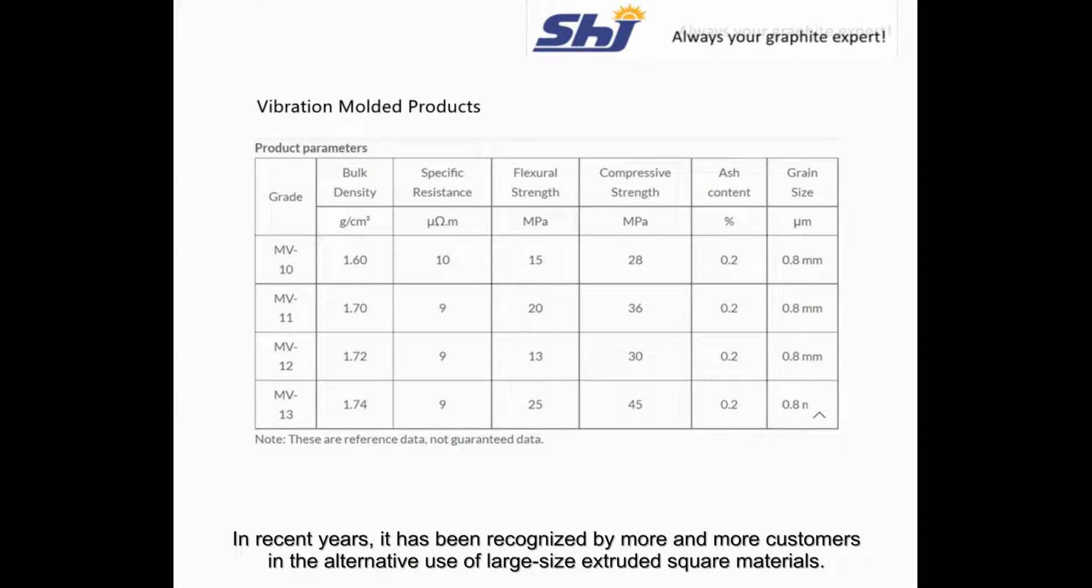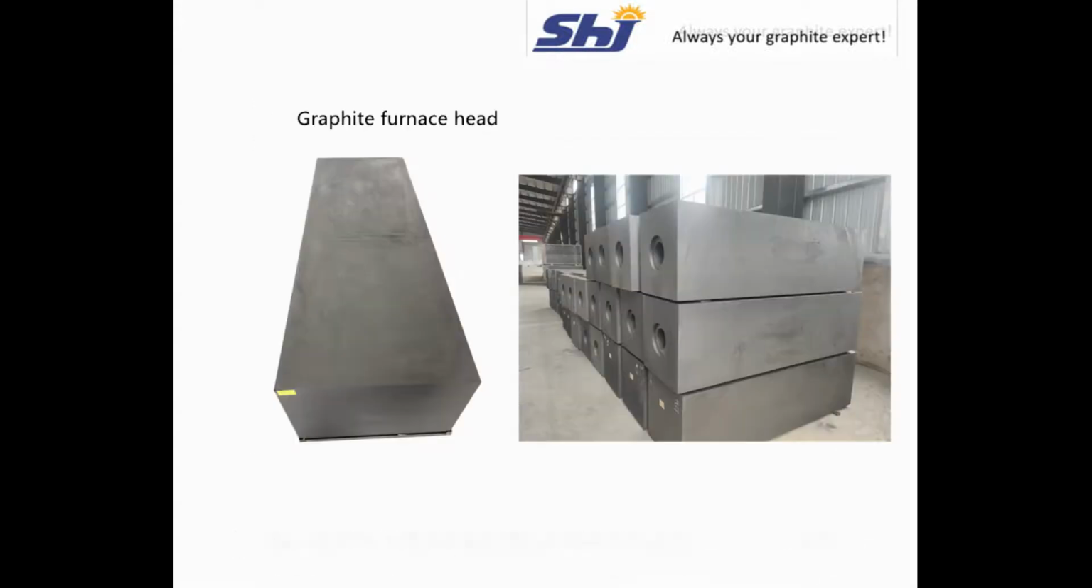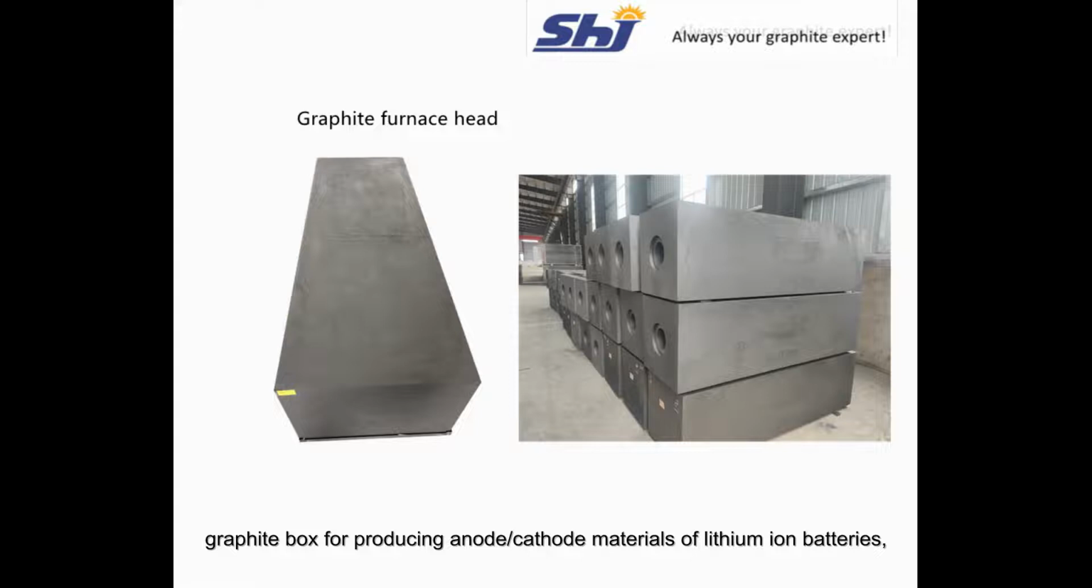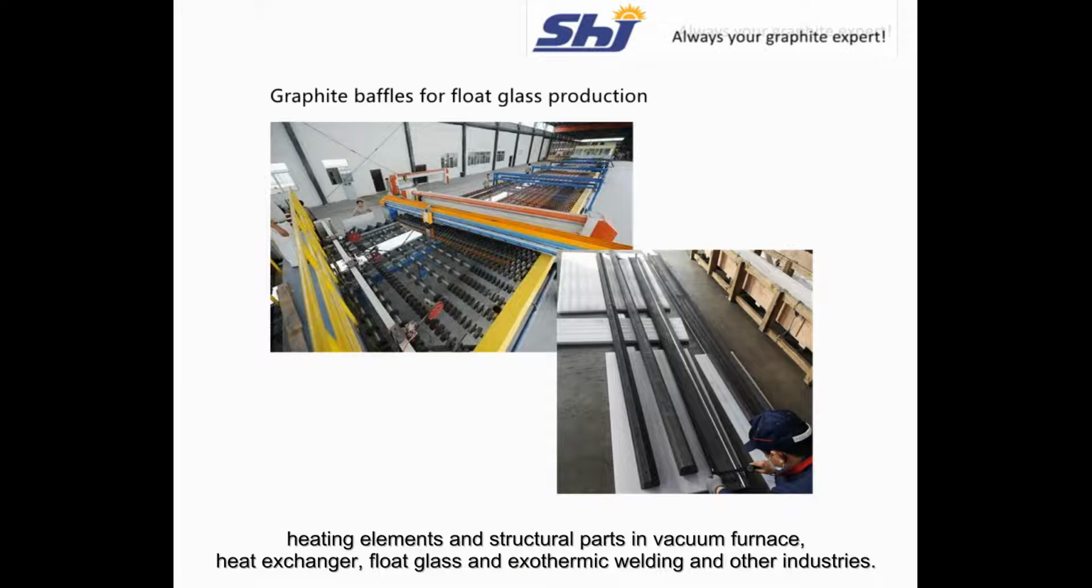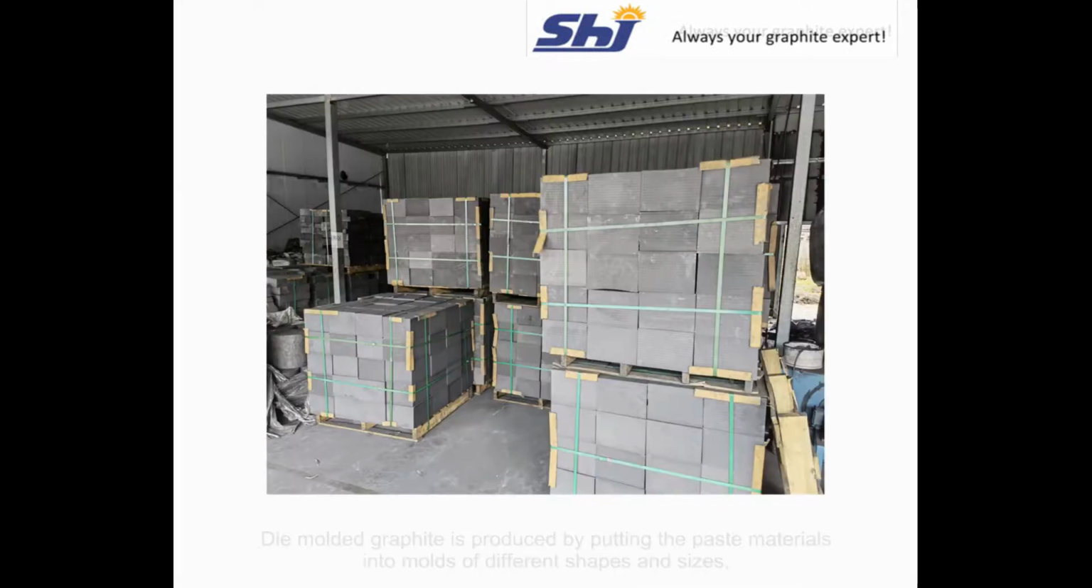In recent years, it has been recognized by more and more customers in the alternative use of large-size extruded square materials. The vibration molded graphite produced by SHJ is suitable for graphite box for producing anode-cathode materials of lithium-ion batteries, heating elements and structural parts in vacuum furnace, heat exchanger, float glass, and exothermic welding, and other industries.